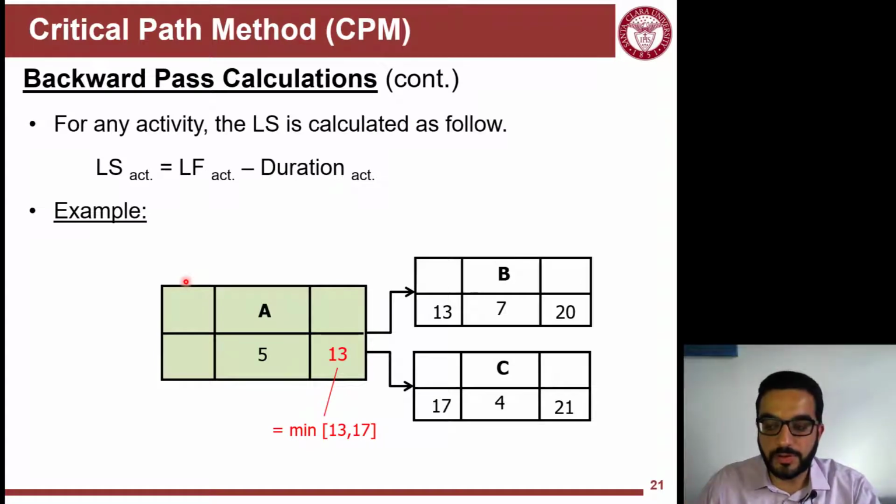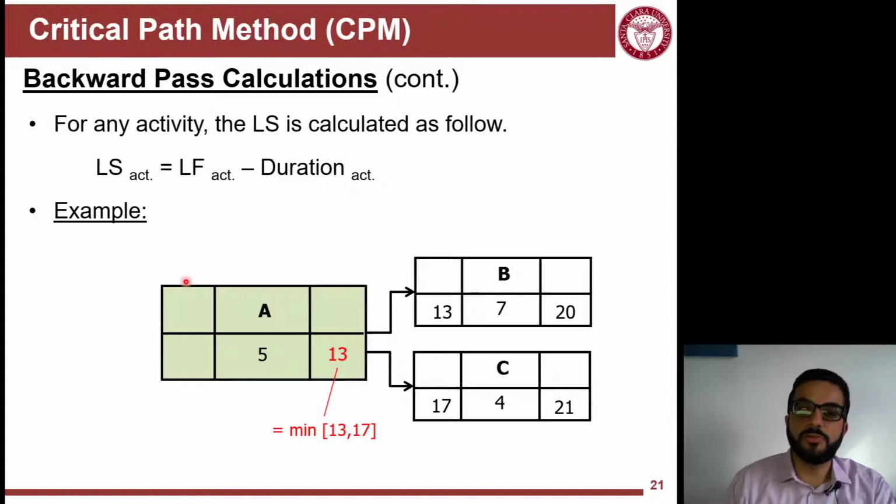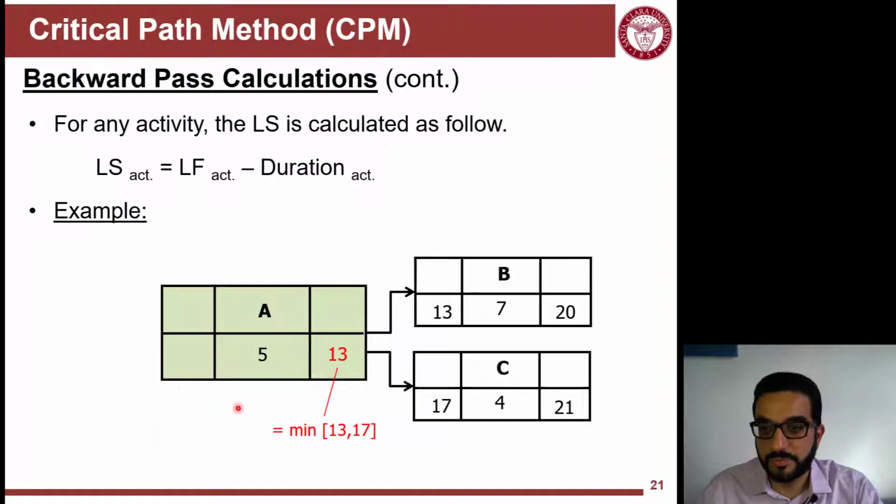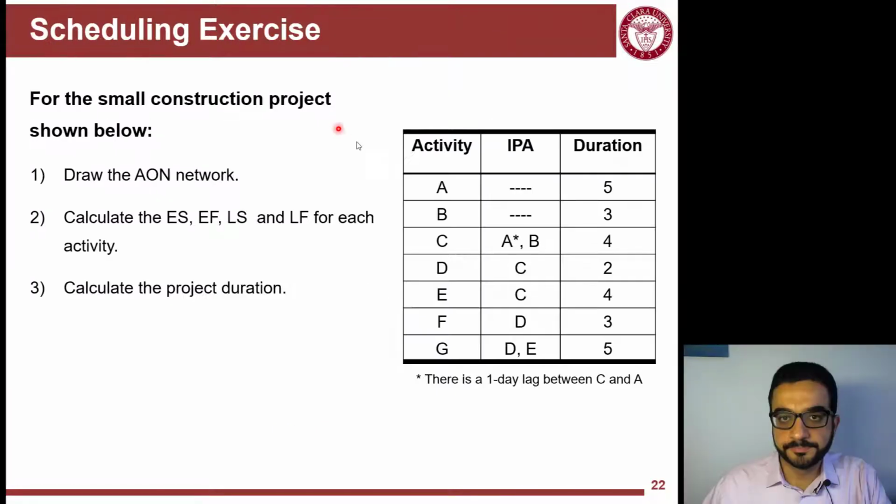Maybe it's confusing for you, but think about it. The latest I can afford to start B is 13, and the latest I can afford to start C is 17. So A, when should it be the latest time to finish it? It's 13, because if I make it 14, or I finish at 14, B is already delayed now beyond its latest time by 1 day. So I pick the minimum of the latest starts of my successor activities and make it the latest finish of that activity. And then do the duration relationship to figure out the late start of the activity.